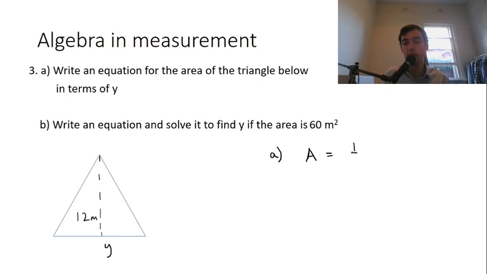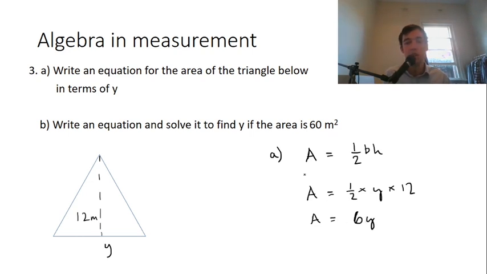The area of a triangle, if you haven't watched the area video, then you'll have to watch that. It's a half times the base times the height of the triangle. So that's a half times the base is y. The height is 12. All right, and we can just make this a little bit simpler by multiplying a half and 12. Half times 12 is 6. So I've got 6 times y, which is 6y.